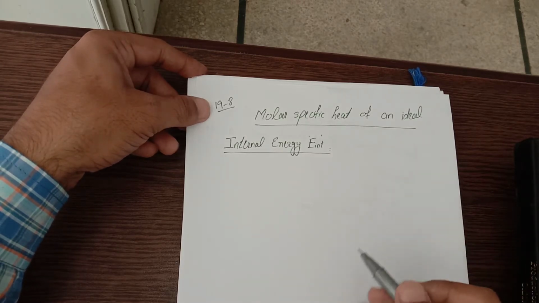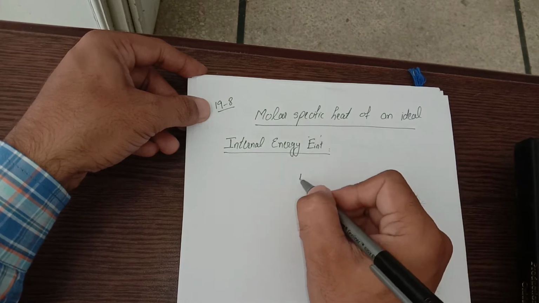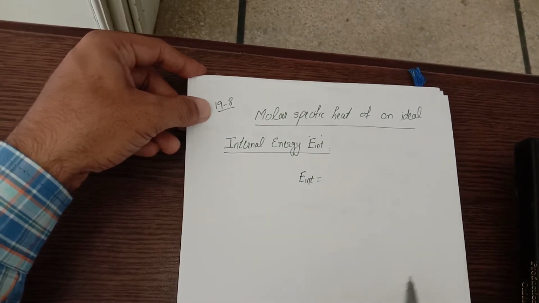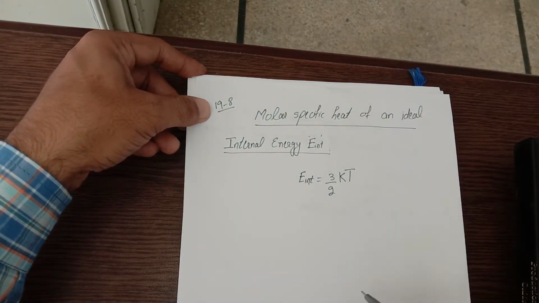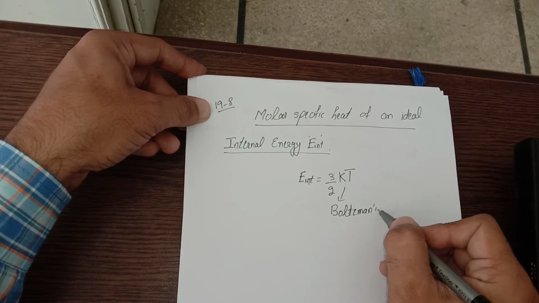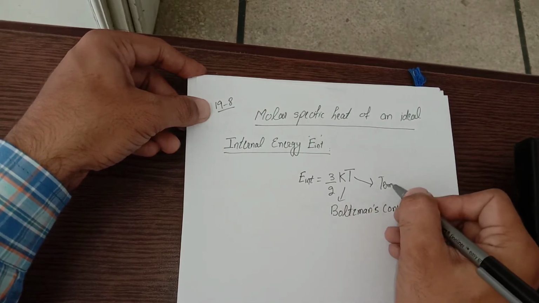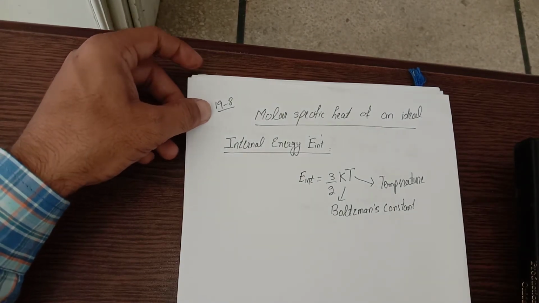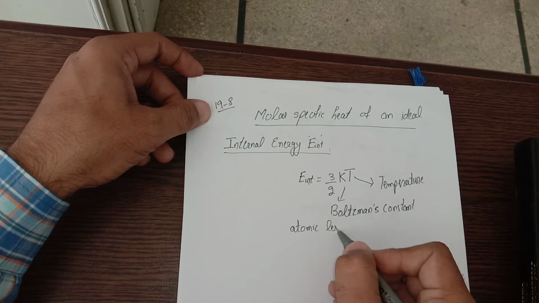So keeping these things in mind and the discussion from our previous section, we know that internal energy E internal is equal to 3 by 2 kT, where k is Boltzmann's constant, and this T is temperature. We are considering this internal energy to be at the atomic level and not at a molecular level.